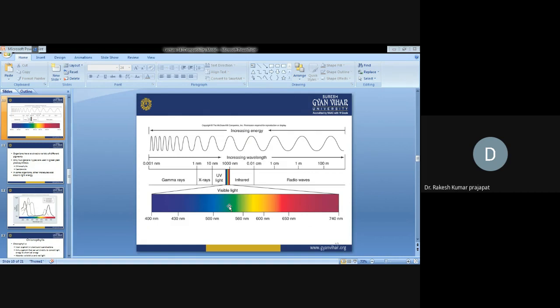So here you can see the visible spectrum, and the main absorption spectrum is 400 to 700. Light of 400 to 700 nanometers is known as PAR, photosynthetic active radiation. This is known as photosynthetic active radiation.